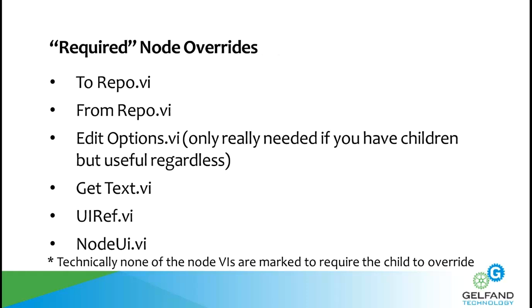UI reference VI. Your UIs are done as subpanels, and so this is the static VI reference that you need to point to your node UI VI. Now, one of the things I hadn't originally realized is that NodeUI.vi was available for overriding. Every one of my nodes, for my test classes and actually for all my nodes, has a different name for its GUI than NodeUI.vi. I hadn't even realized that one was an override. I was just like, okay, they're giving me UI ref to override, and I didn't realize they were also giving me the UI itself.